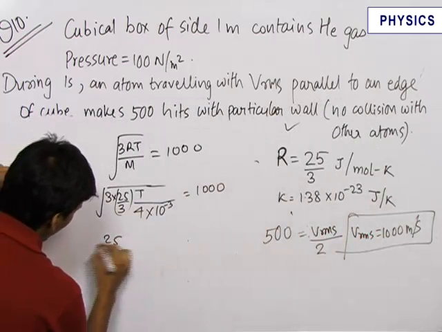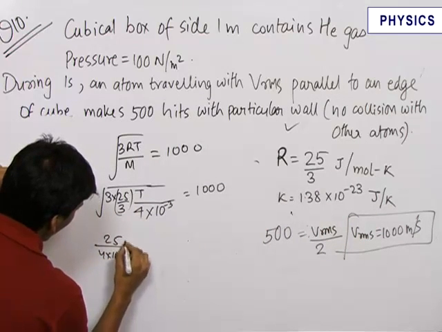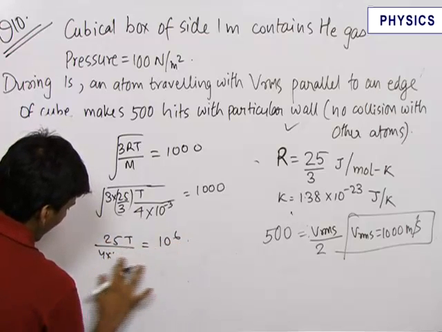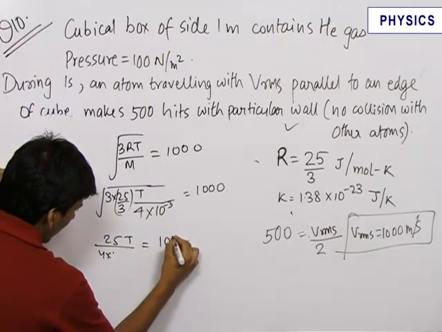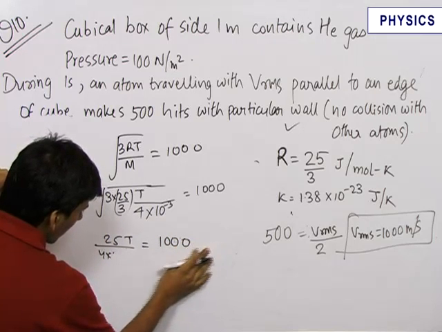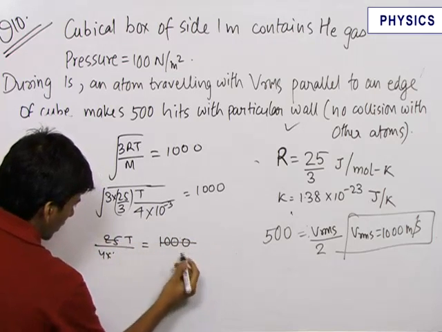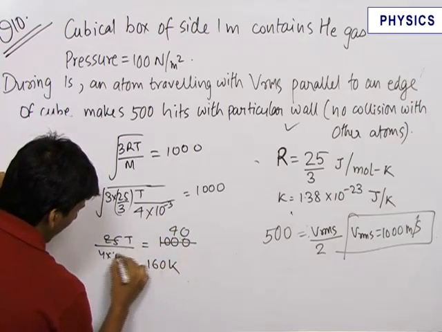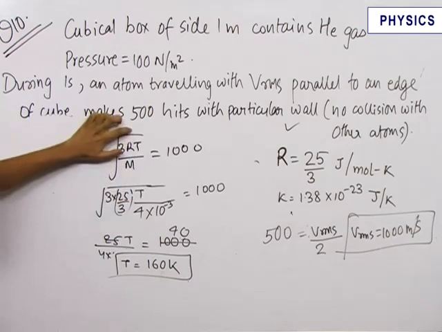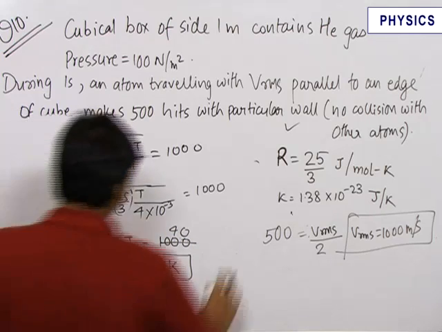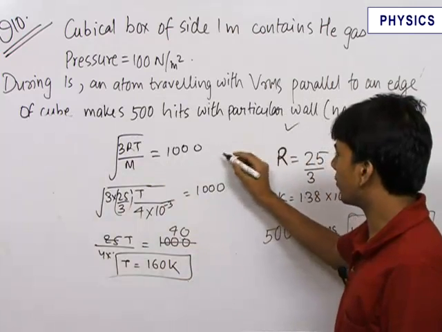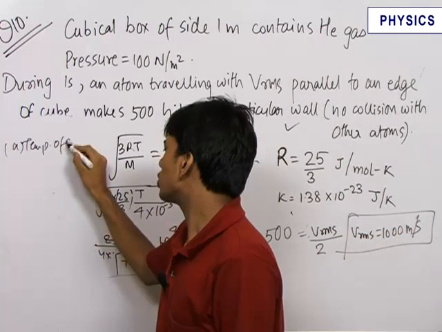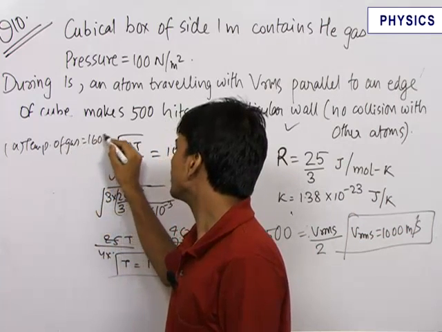Therefore, 25 by 4 into 10 raised to minus 3 into T comes out to be equal to 10 raised to 6. We multiply 10 raised to minus 3 here to get 10 raised to 3. Now this goes away to give us 40 over here, and T is equal to 160 Kelvin. In all these formulas, the T is always in Kelvin. So the answer for the first part, that is, the temperature of the gas, comes out to be equal to 160 Kelvin.